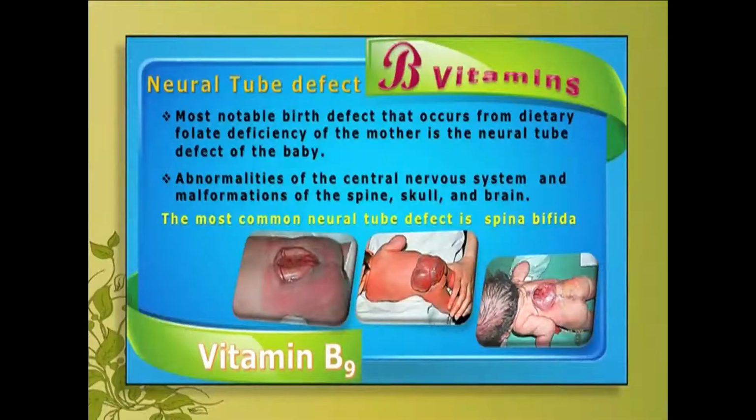Now, as I told you, if a pregnant woman has folate deficiency in her diet, then serious consequences can happen. The baby that will be born may develop problems in the spine, skull and brain. The most dreaded disease is spina bifida, where the spinal cord of the baby is not closed properly, it's open, and these are the photographs of spina bifida newborn babies.